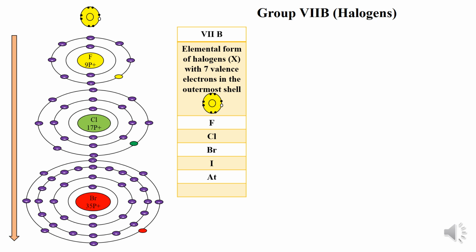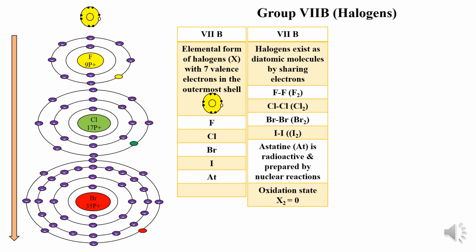Now, halogens do not exist in the elemental form. They exist in the molecular form. That is, halogens exist as diatomic molecules by sharing electrons between the atoms involved in bond formation. For example, a chlorine molecule is formed by mutual sharing of an electron pair between 2 chlorine atoms, resulting in the formation of molecular chlorine.